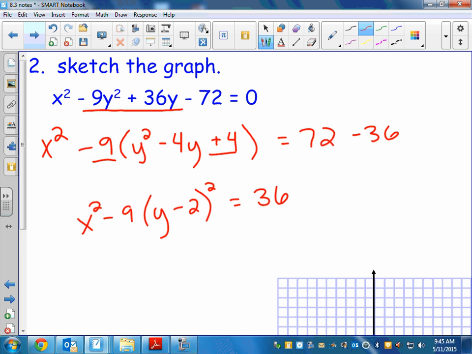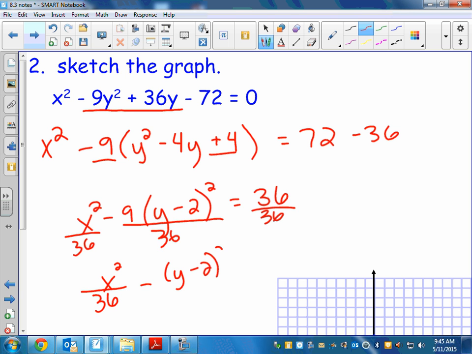And then remember that that side has to equal 1. So we divide everything by 36. And we get x squared over 36 minus y minus 2 squared over 4 equals 1. And again, how do I know which one's A and B? It's by which one's positive, not necessarily which one's bigger. So since my x squared is positive and my y has a negative in front of it, that's how I know A is 6 and B is 2.